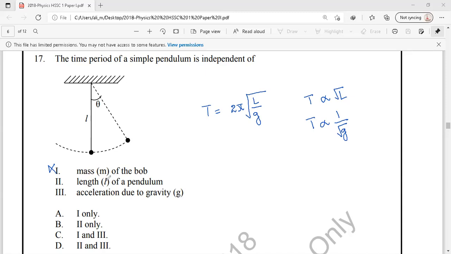It is independent of the mass. It depends on length of the pendulum. It depends on the acceleration due to gravity. We have to find the independent factor that makes the condition 1 or the option 1 correct. So the option A, 1 only, is the right answer for this question number 17.